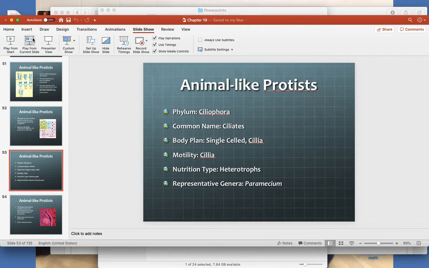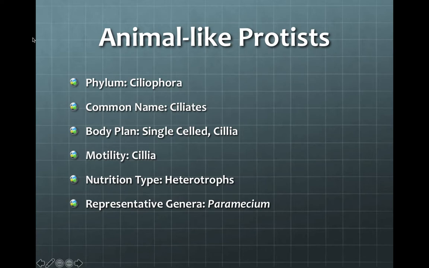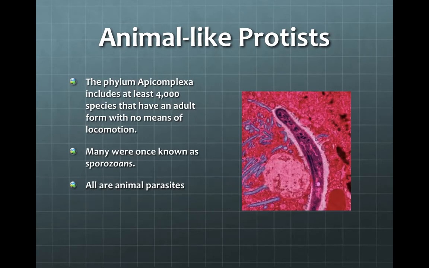So let's go ahead. All right, so this is just kind of like their breakdown here. We're in phylum Ciliophora. The common name is ciliates. The body plan is single-celled and it has cilia. The motility is they're moved by cilia. They are heterotrophs, and the representative genera are parameciums. So you can call them all parameciums, but Ciliophora makes it a little bit more simplified, I guess, or narrowed.